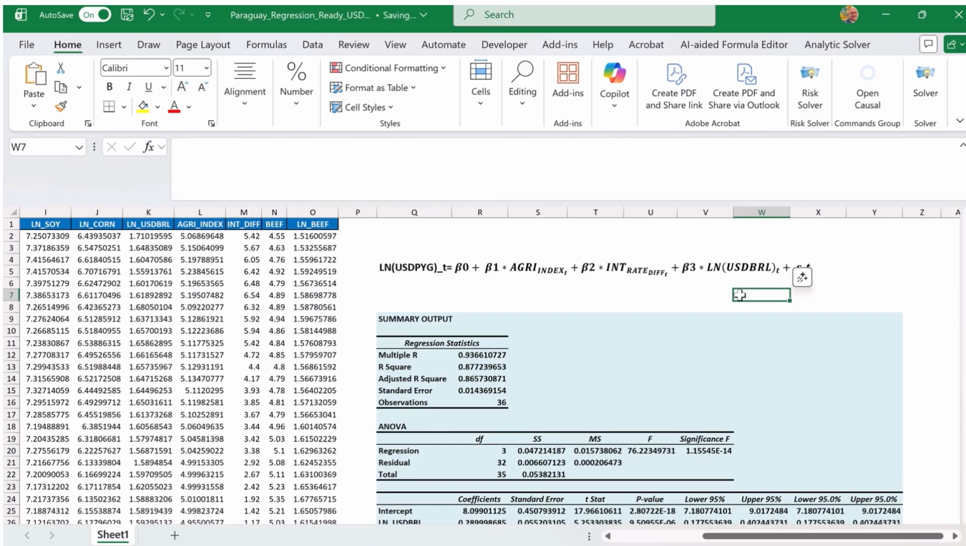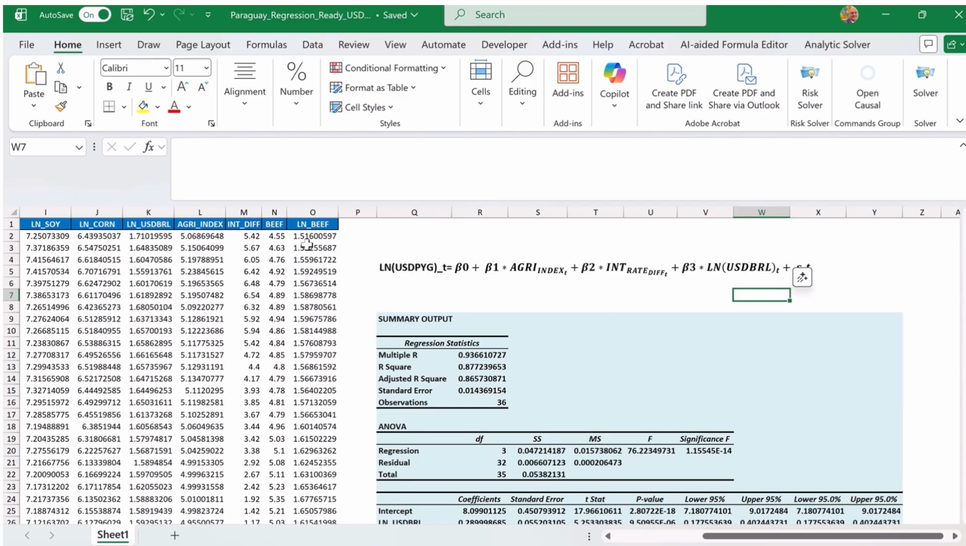So the agricultural export price index aggregates the logarithmic prices of Paraguay's key export commodities, including soybeans, corn, wheat, and beef. By constructing a composite index rather than including individual commodity prices separately, the model captures the overall export price environment while avoiding multicollinearity and excessive noise.